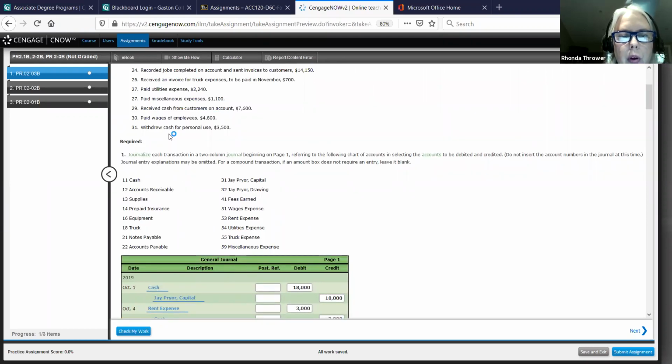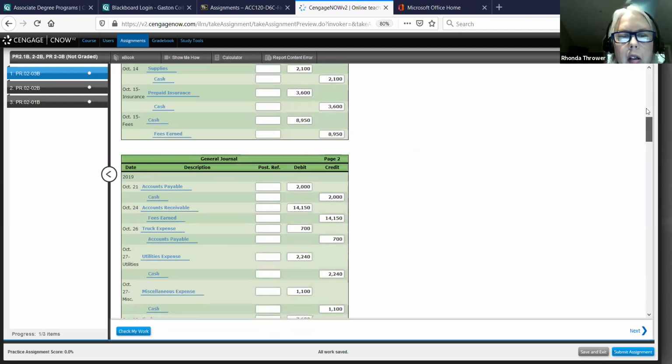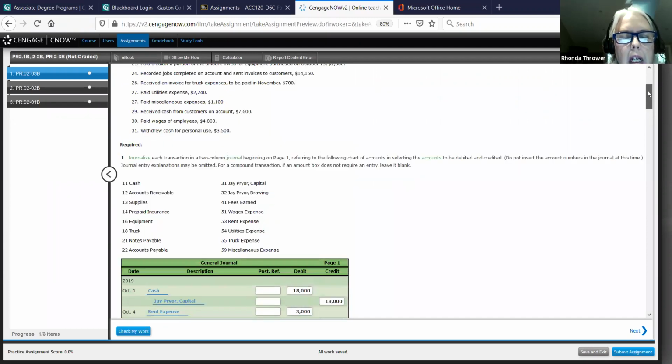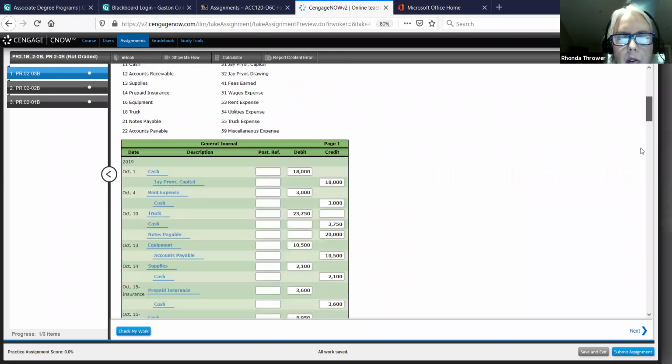And the last one, we withdrew cash for personal use. Anytime there's a withdrawal, we're going to use the withdrawal account or the drawing account. So let's choose the drawing account because there was no withdrawal showing on there. The drawing account, like expenses, increases on the debit side. So anytime you have drawing, you're going to increase it on the debit side for $3,500.